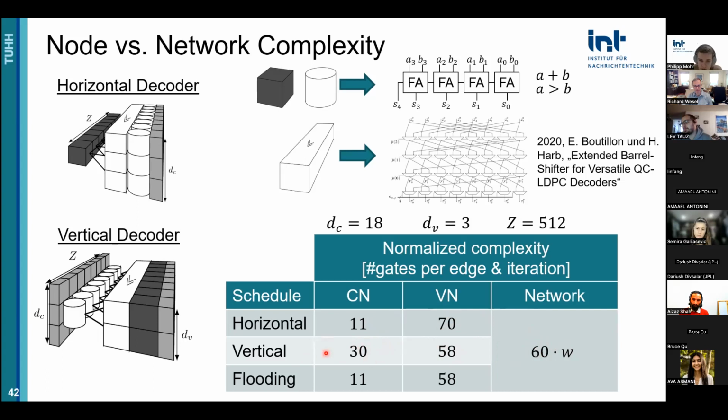You can also look at the vertical schedule numbers and see that the partial update of the check node has some higher complexity, and the full update of the variable node is a little bit more efficient than a partial update as in the horizontal schedule. And the flooding schedule has the lowest node complexities, but we need probably twice the number of iterations. So it's a little bit out of the game due to that property.